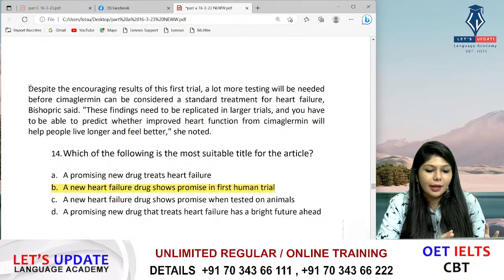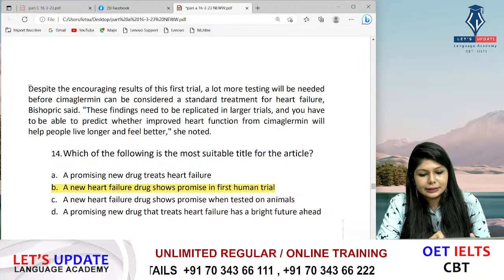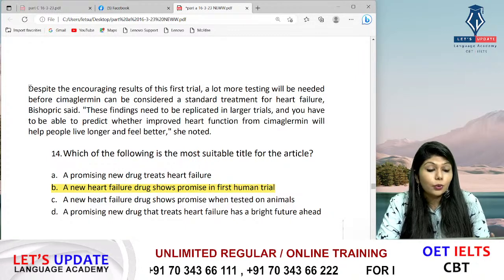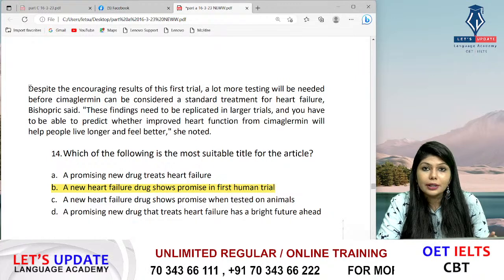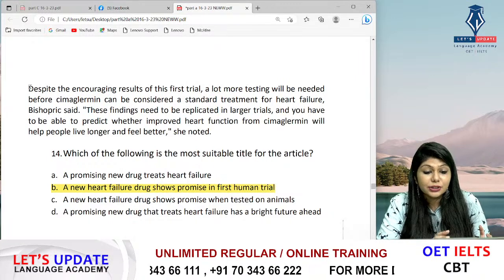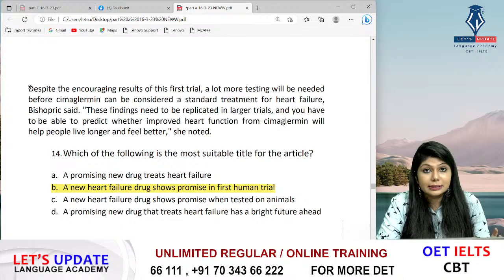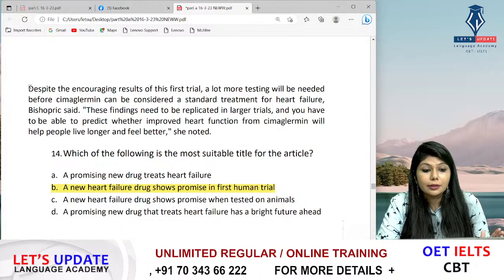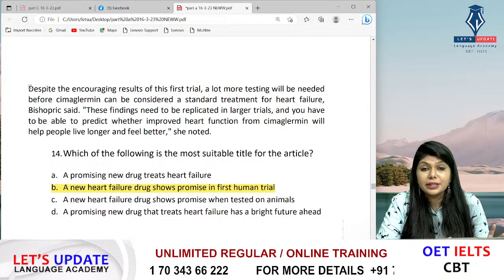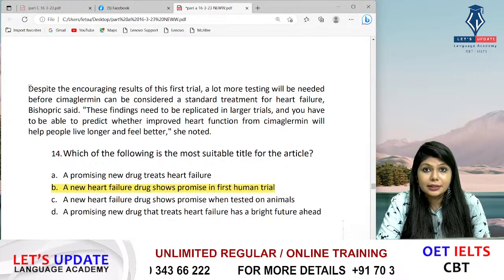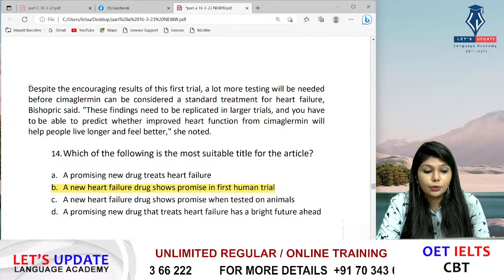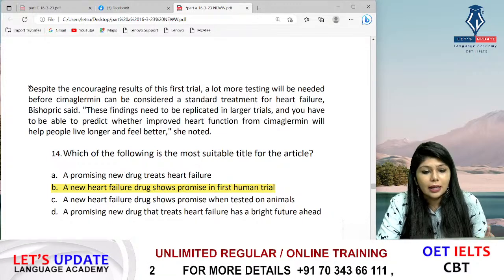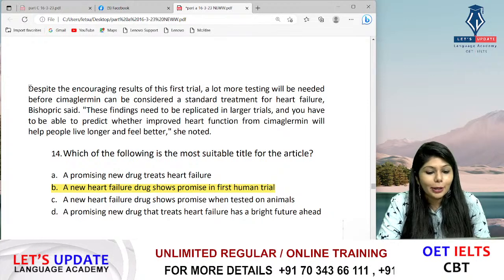And you can definitely eliminate the other options. You cannot go with option A. It is not saying definitely that it will treat heart failure, because that would be wrong. It just shows promise. You cannot tell that it will treat, because it's still undergoing trials. So you cannot go with option A. And what about C? A new heart failure drug shows promise when tested on animals. That is not mentioned. Nothing about animals is mentioned.